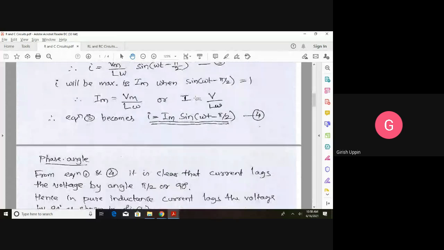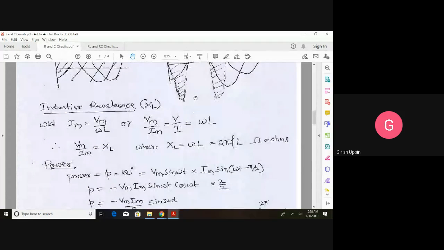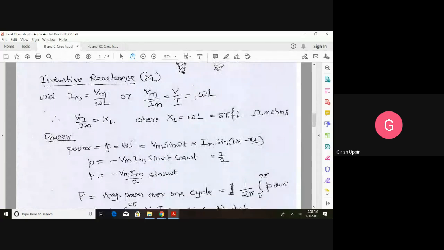Now let us see what is the inductive reactance. As I told you, inductive reactance is nothing but the opposition offered by the inductor to the flow of the current. Whenever we have the V by I ratio, whatever value we get, it is the opposition of the circuit to the flow of the current.